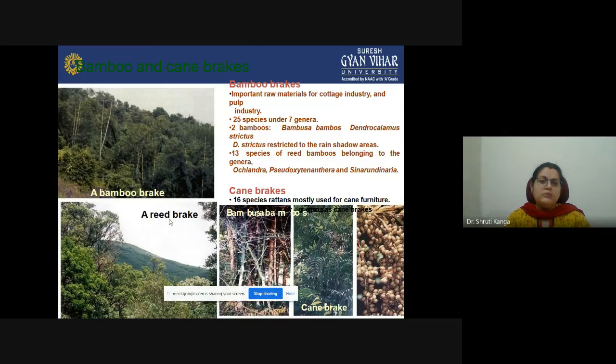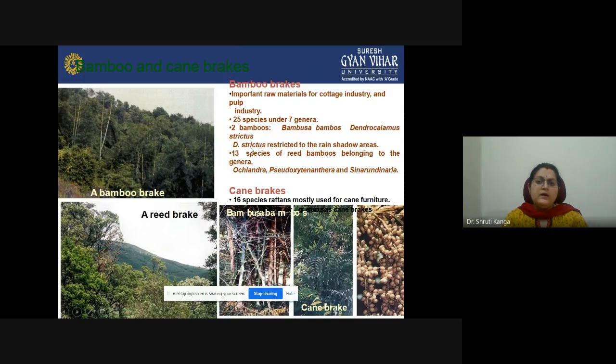Then the bamboo and the cane brakes. This is an important raw material for cottage industry and pulp. Okay, this is again a type of forest which is found in the case study we have taken up. So the bamboo brakes and cane brakes are the raw material for various cottage industries and the pulp industry. 25 species under 7 genera, and 2 bamboo species.